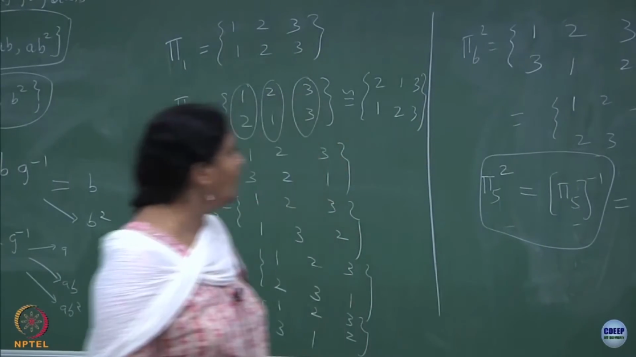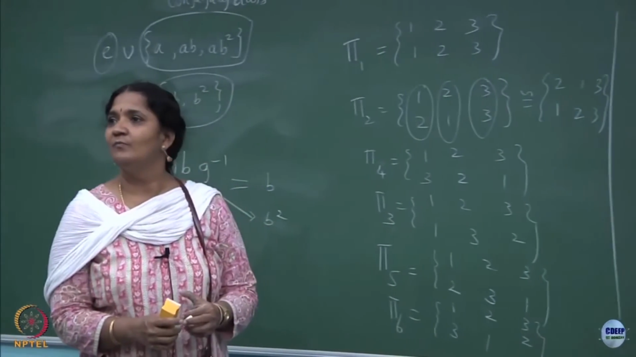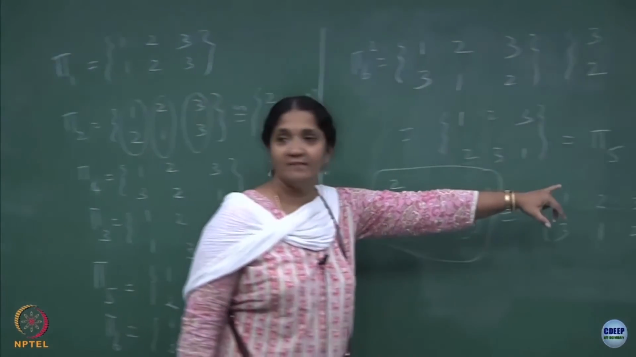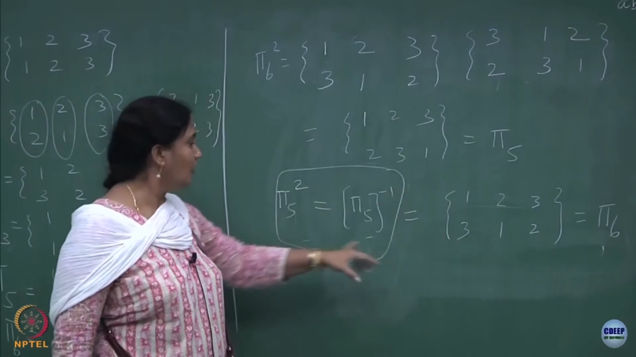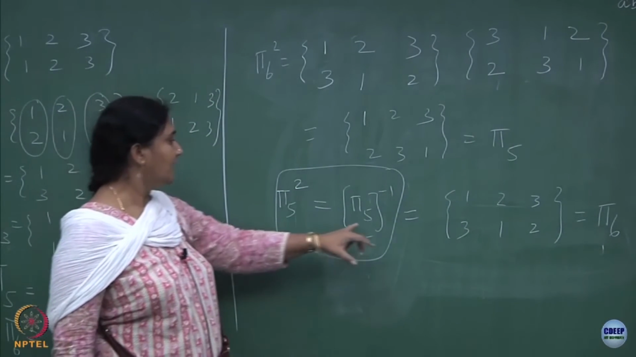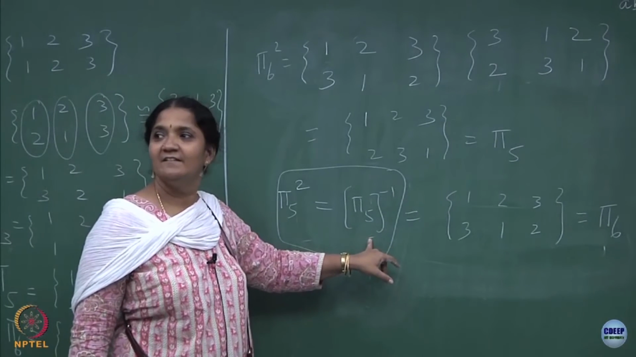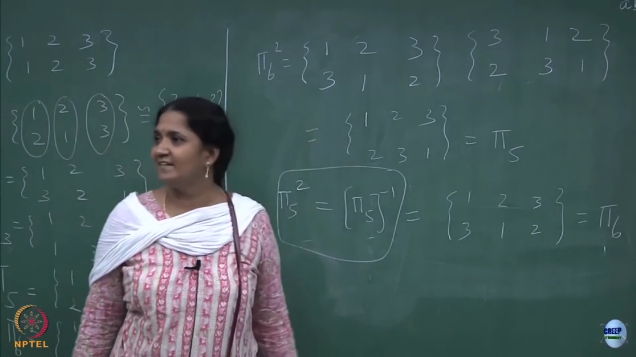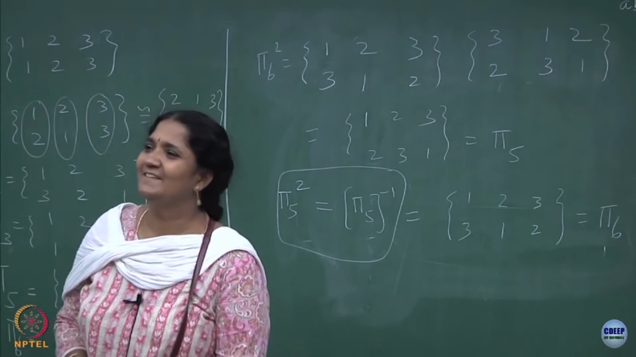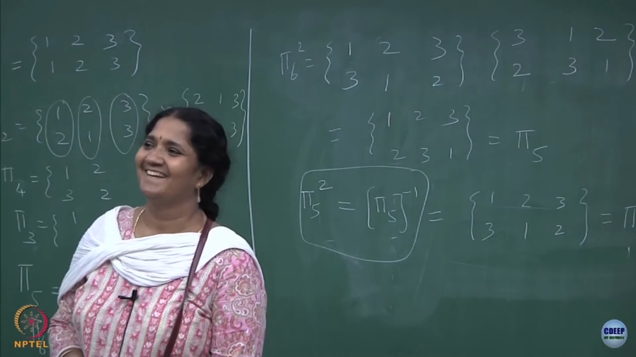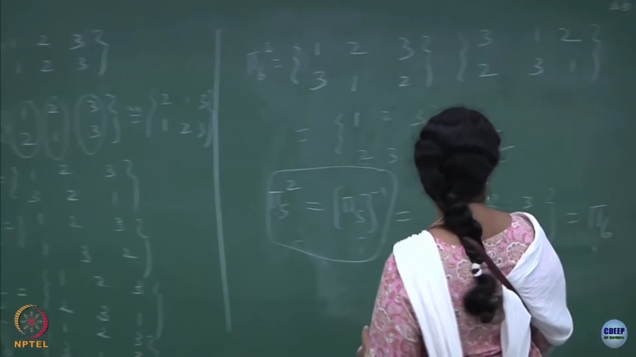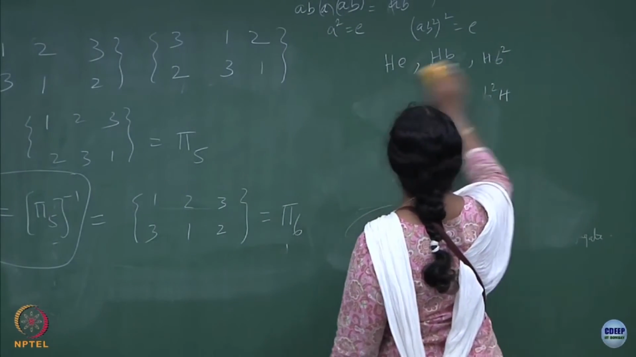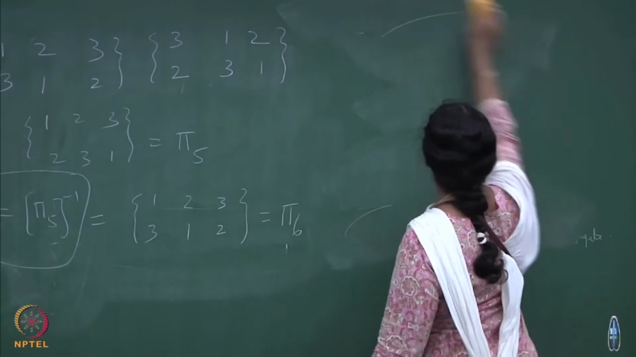So, a couple of things will be now really clear to you, that you find pi 6 squared to be pi 5, and also you have pi 5 cubed is identity. Okay. Similarly, you can also show pi 6 cubed is identity. Now, you can see an isomorphism. What is the isomorphism? Isomorphism between the abstract symmetric group with generators A and B and this one.